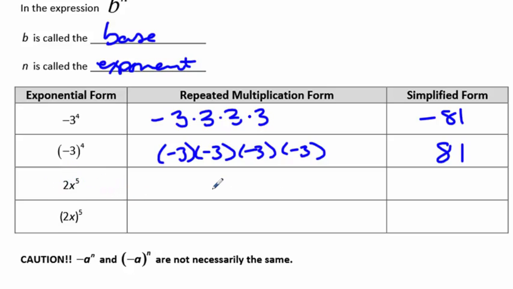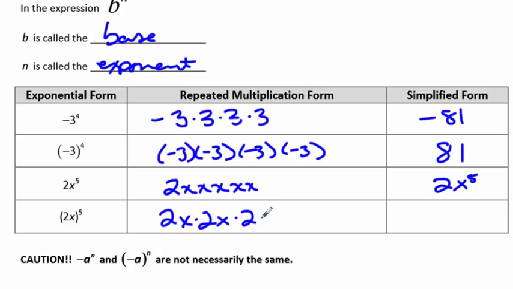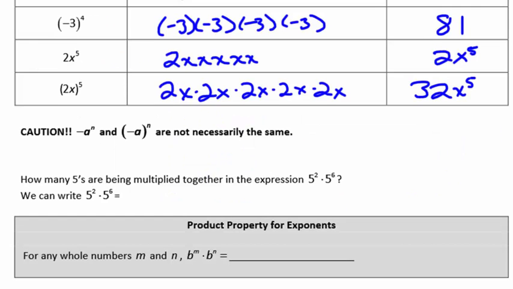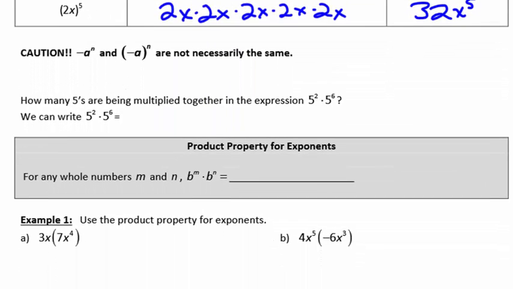The 2 is not part of the repeated multiplication, it's just x as the base. So this is a 2 multiplied by 5 x's, 2x to the fifth. Or if there are parentheses, 2 and x are both part of the base, so I have 2x times 2x times 2x 5 times. And in this case, to multiply all the 2's together, I could simplify this as 32x to the fifth.